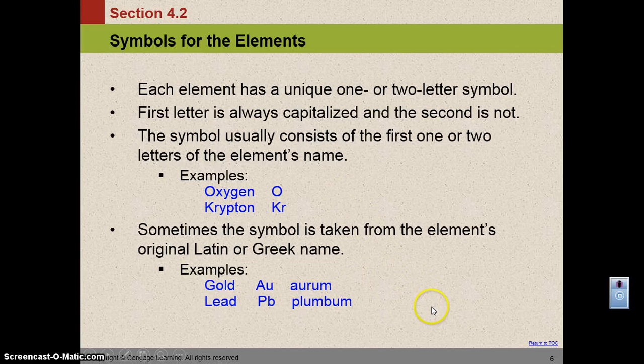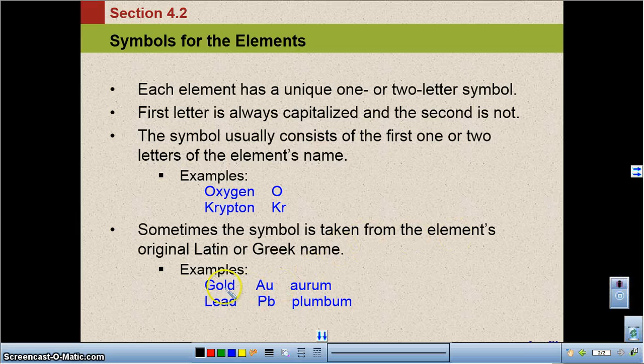Sometimes the symbol is taken from the element's original Latin or Greek name. In this case, gold is Au, which is aurum, and lead is Pb, which is plumbum. So I know that it doesn't seem natural for lead to be Pb. You'd think it would be L or Le. It's just one of those things you have to memorize. They're just different than other things.